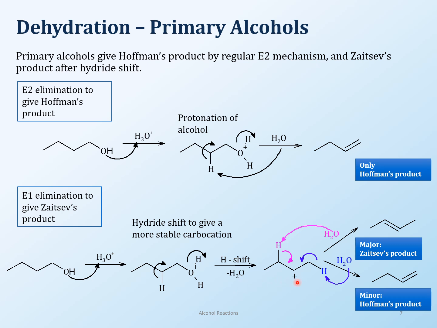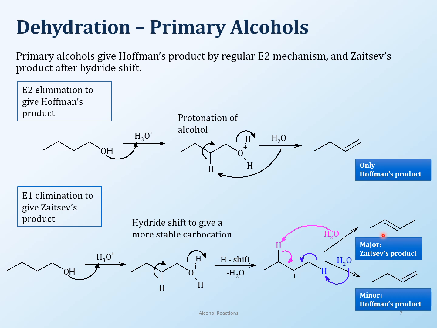So once you have a secondary carbocation, then you can go ahead again as usual, find your beta protons. Again, I've colored them so you can see the different colors. And so, you get the beta proton. This one is going to give you a Zaitsev product. If you eliminate this one, you end up getting the Hoffman product.